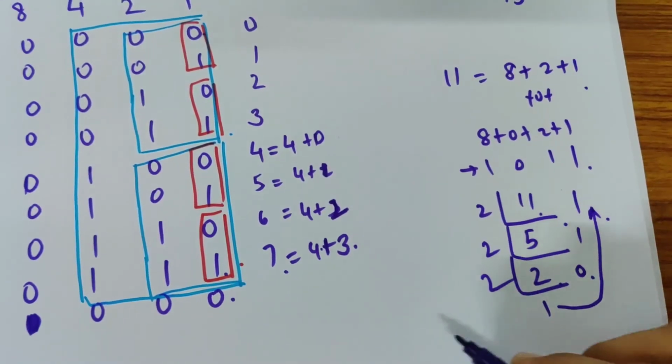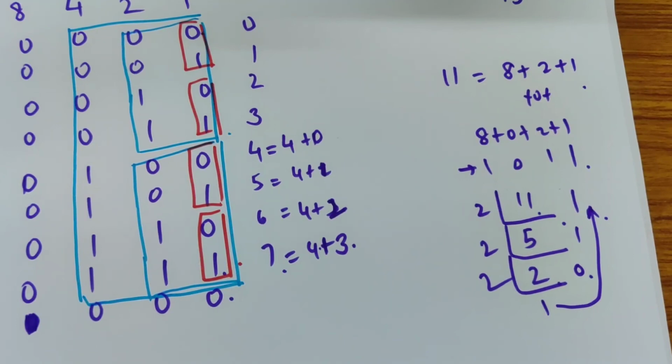So the question is, why does this work? Why does 1, 0, 1, 1 work? Think about it.